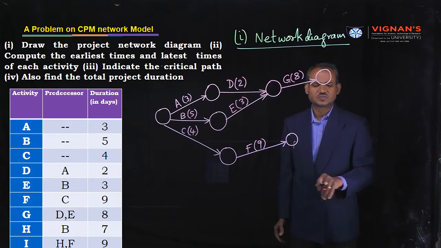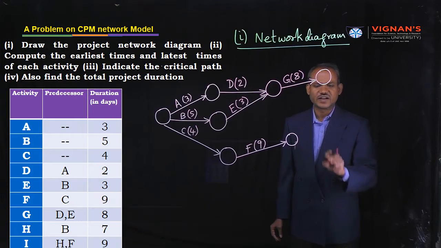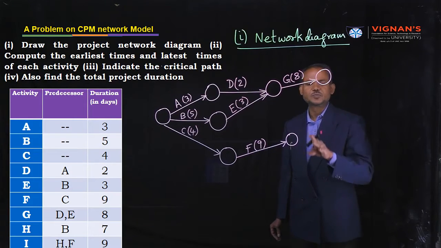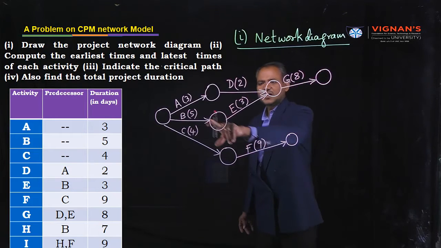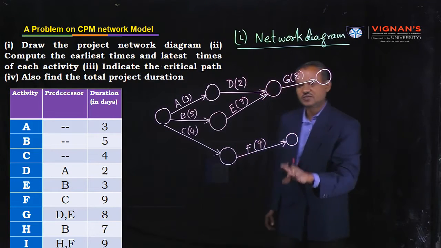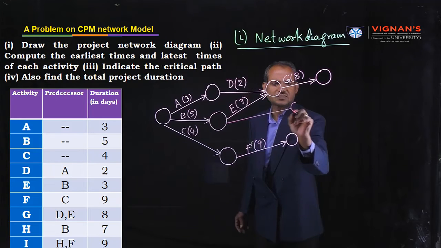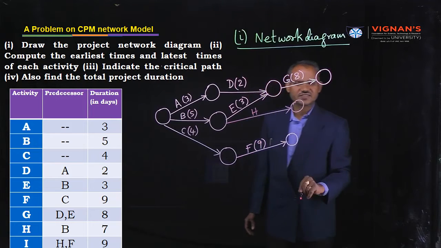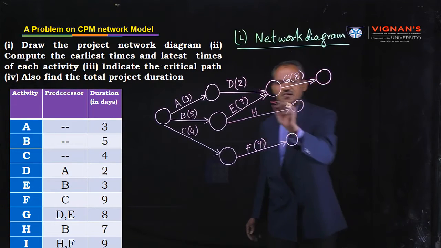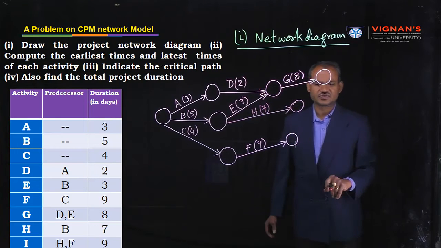Next, move to the next activity, H activity. For activity H, the immediate predecessor activity is B. Where is B? Here is B. After immediate completion of B activity, we can start H. That means we can start from this. Draw arrow like this. This is known as H. What is its duration? 7 days. Okay? 7 days.